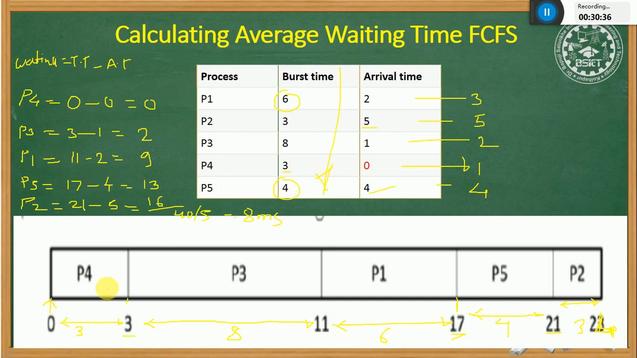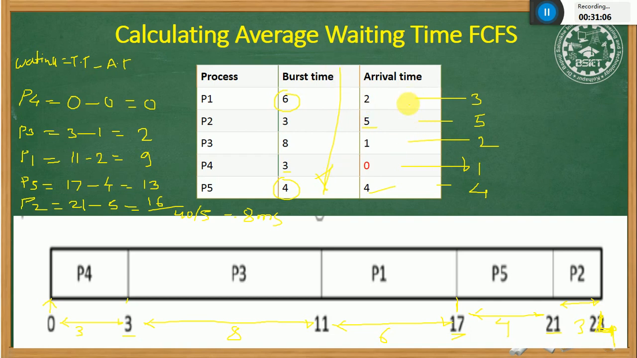Depending upon the burst time, we have calculated a Gantt chart. P4 requires 3, so 0 to 3 is P4. Then 3 to the next 8 milliseconds is P3, so 3 plus 8 is 11. At the 11 millisecond P1 will arrive, 11 plus 6 is 17. At the 17 millisecond the next process arrives, that is P5, 17 plus 4 is 21. At the end P2, 21 plus 3 is 24.